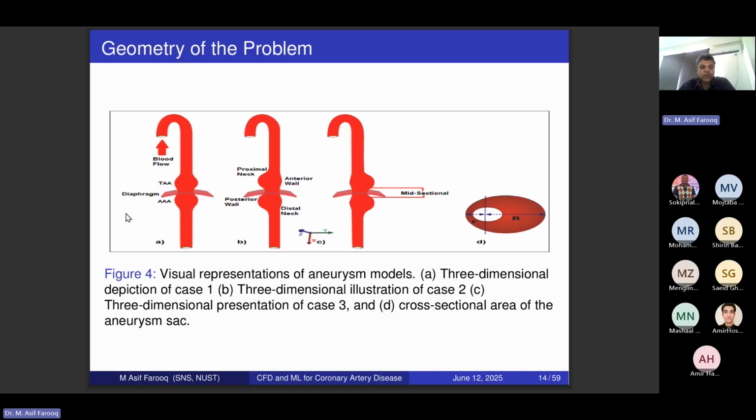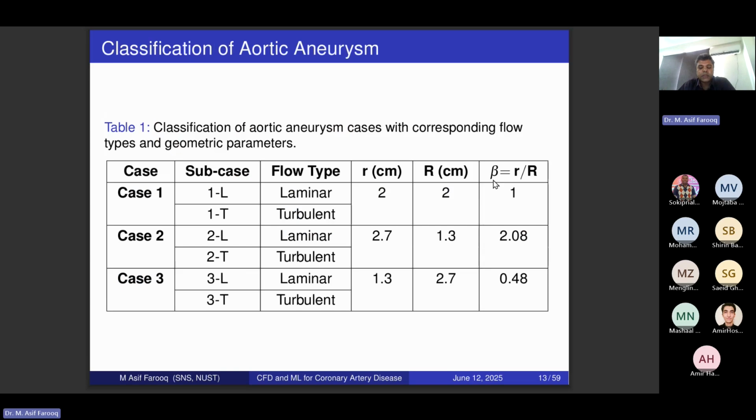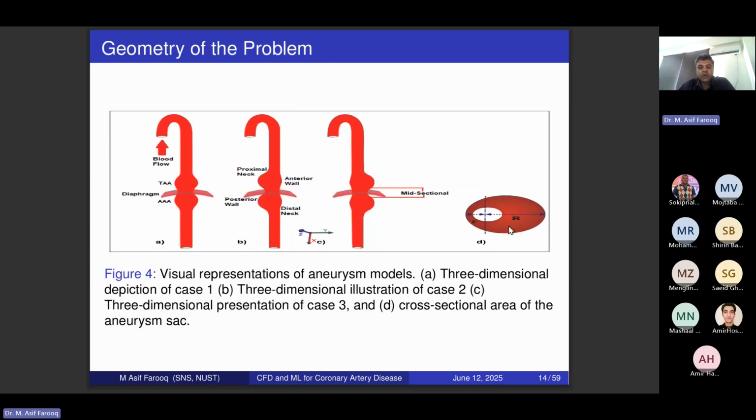We have 2 aneurysms. One is a thoracoabdominal aneurysm above the diaphragm, and one is an abdominal aortic aneurysm below the diaphragm. And then we have, for example, asymmetry in case B and case C. What you have seen previously here, this beta, if you just visualize it, is the ratio of r over capital R. When r and capital R are equal, then we have a symmetry, and we discussed that in case 1.